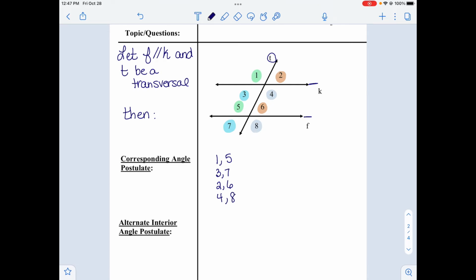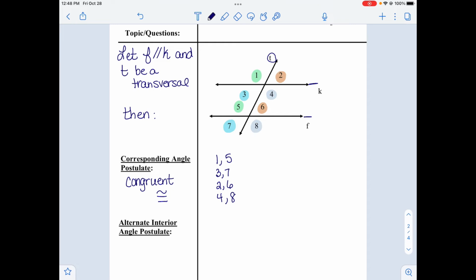So those are corresponding angles, and they are congruent, meaning they have the same value. We use a little symbol that looks like an equal sign with a little tilde over it. That means congruent. Means the same.